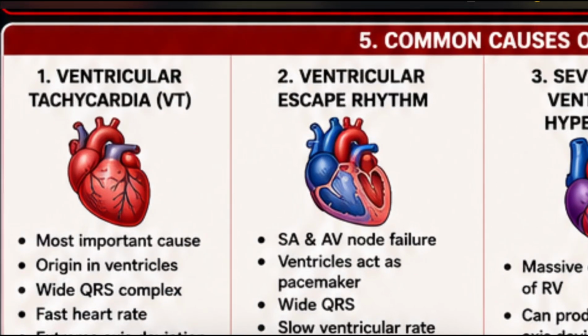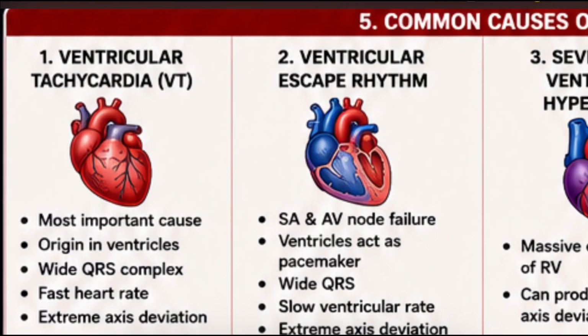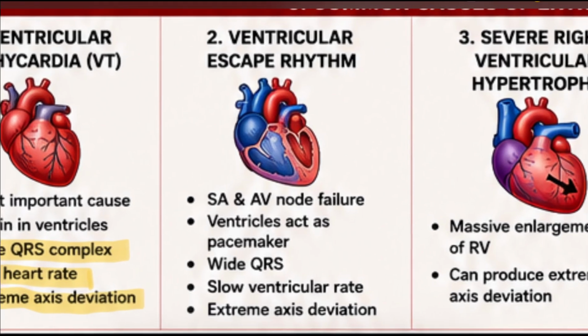Okay, now we are going to discuss 5 common causes of extreme axis deviation in detail. First one is ventricular tachycardia. In ventricular tachycardia, the electrical impulse starts in the ventricles instead of the SA node. Because the conduction is abnormal, the axis may become extremely abnormal. In ECG features, we can see wide QRS complex, fast heart rate, and extreme axis deviation.